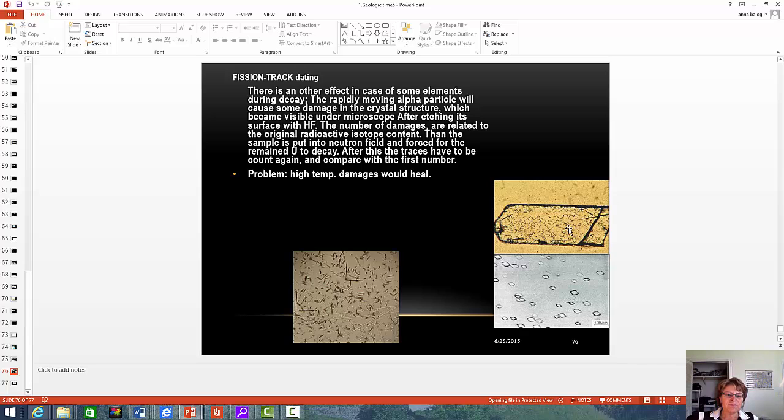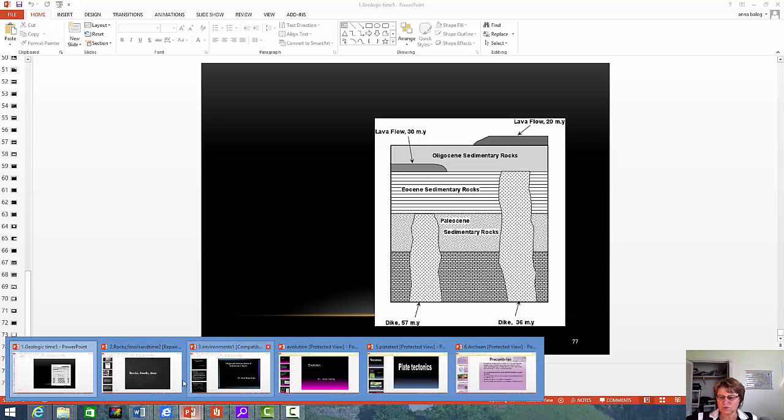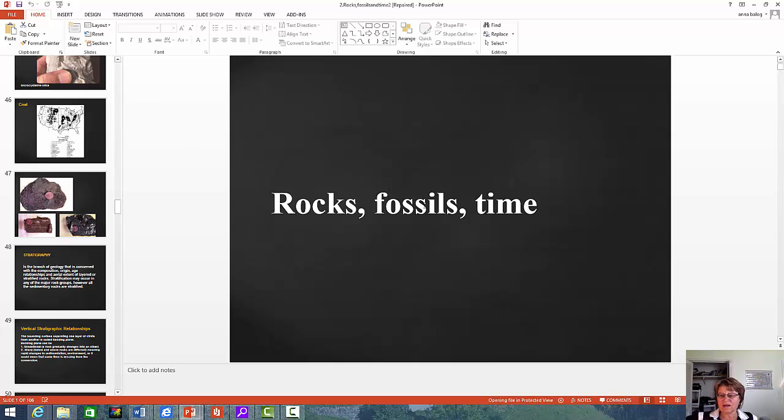These damages are made by a particle, and you have to etch the sample with hydrofluoric acid for these decay tracks to come up, otherwise you won't see them. So that's chapter 1. Let's move on to chapter 2, which is rocks, fossils, and time.